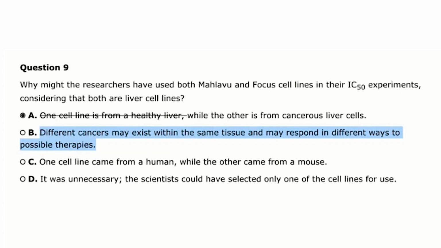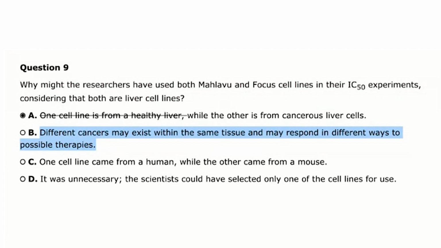Okay. The next tells me that one cell line came from a human and the other came from a mouse. And that is not given to me in the passage anywhere. So I am not going to say that. That seems like way too much of a logical leap. So I'm going to cross that out.